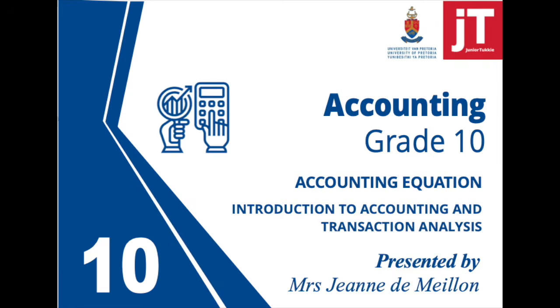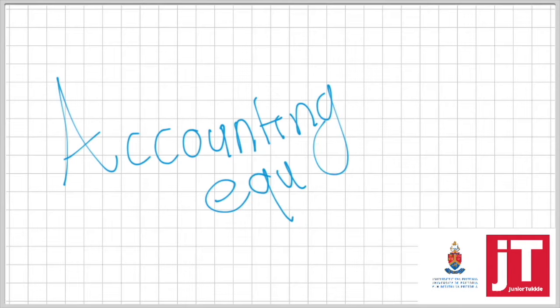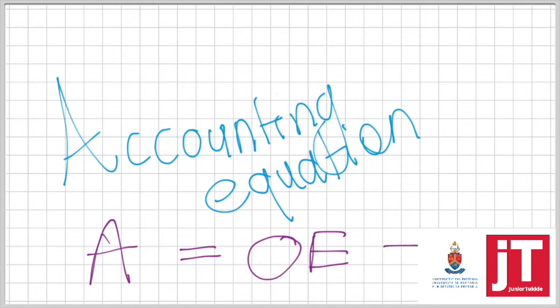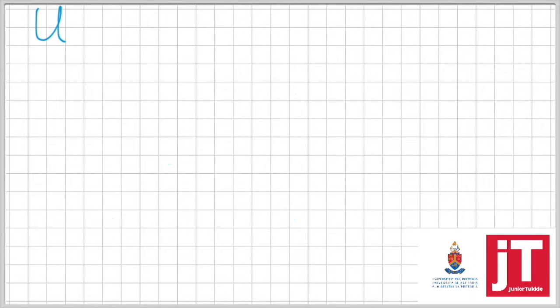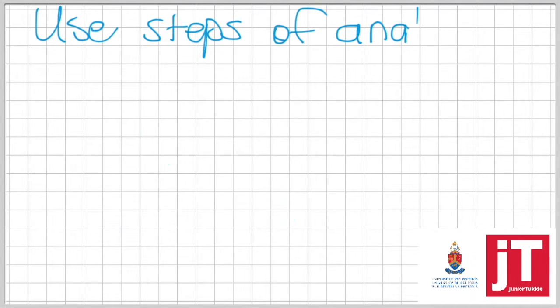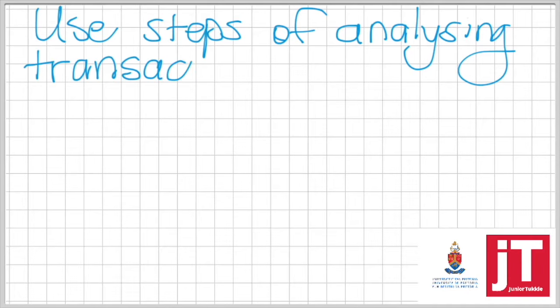Everybody, today we are going to look at the accounting equation. Now, analyzing transactions on the accounting equation means that we have to look at the effect that the transaction has on assets and then owner's equity and liabilities, because the equation says assets equals owner's equity plus liabilities. So we're going to still use the steps of analyzing a transaction like we've done in the previous.